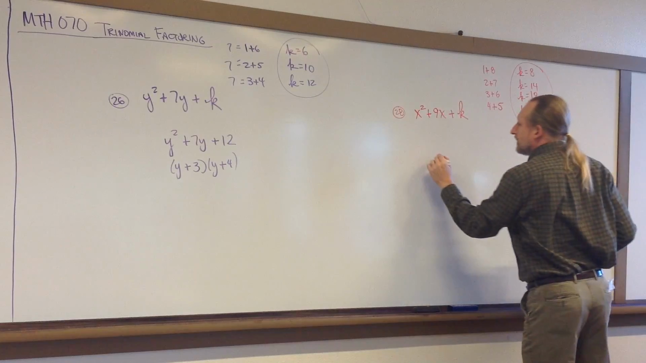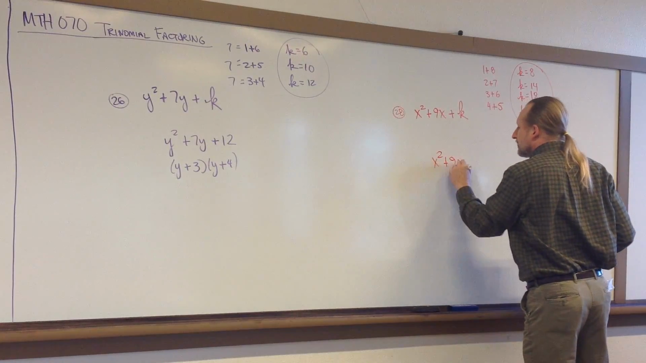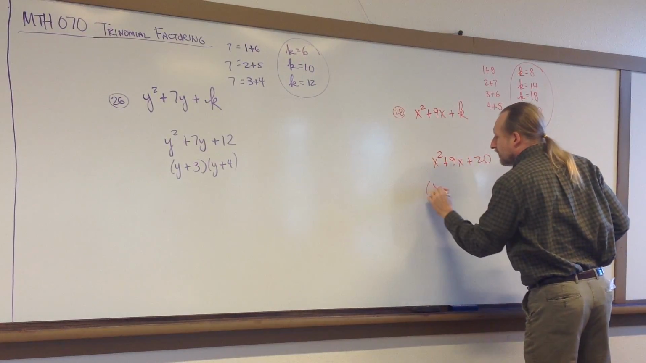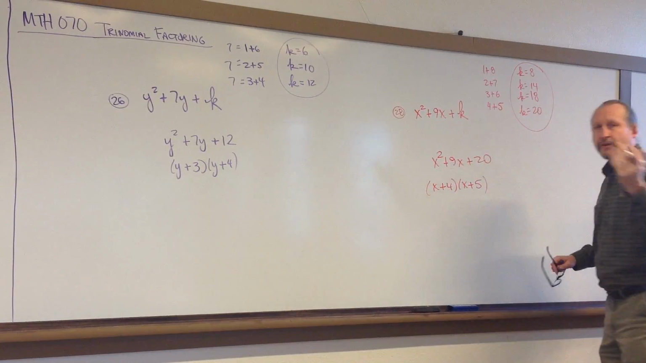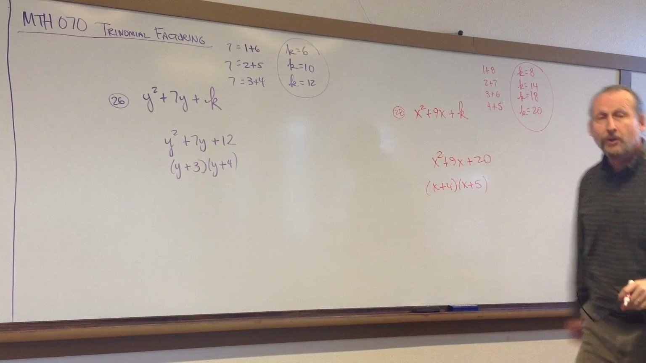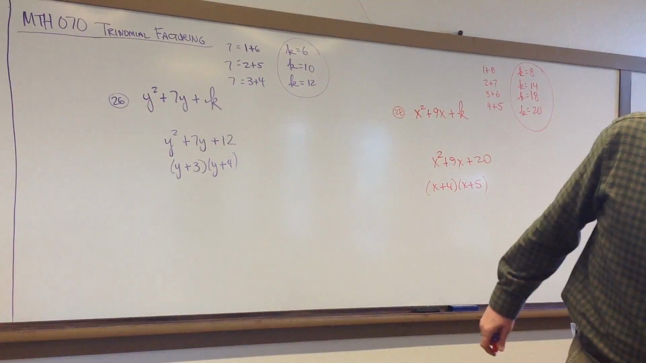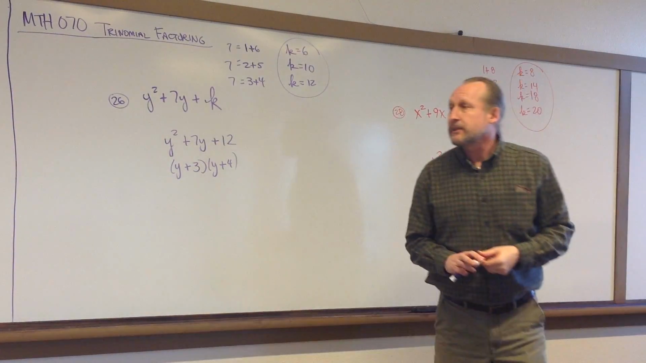For example, in this one right here, x squared plus 9x plus 20, that means this would factor as x plus 4 times x plus 5. Okay, so that's it for this first assignment on trinomial factoring.